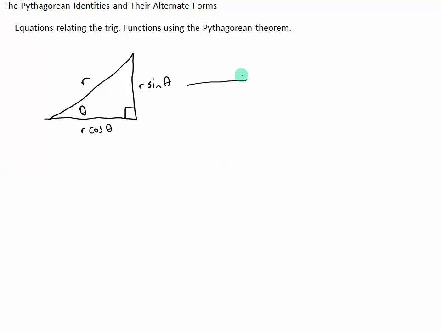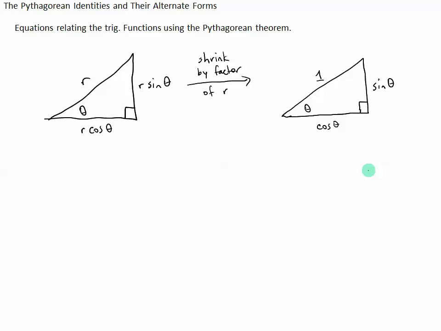Now, if I shrink this triangle by a factor of r, then what I end up with is a right triangle where the hypotenuse is 1. The angles remain unchanged. The sides are what change, so r divided by r is 1. And if I divide the adjacent side to theta by r, I just simply get the cosine of theta, and the opposite side becomes the sine of theta. And now I have the lengths of the three sides, and notice these two sides depend on the sine of the angle and the cosine of the angle.